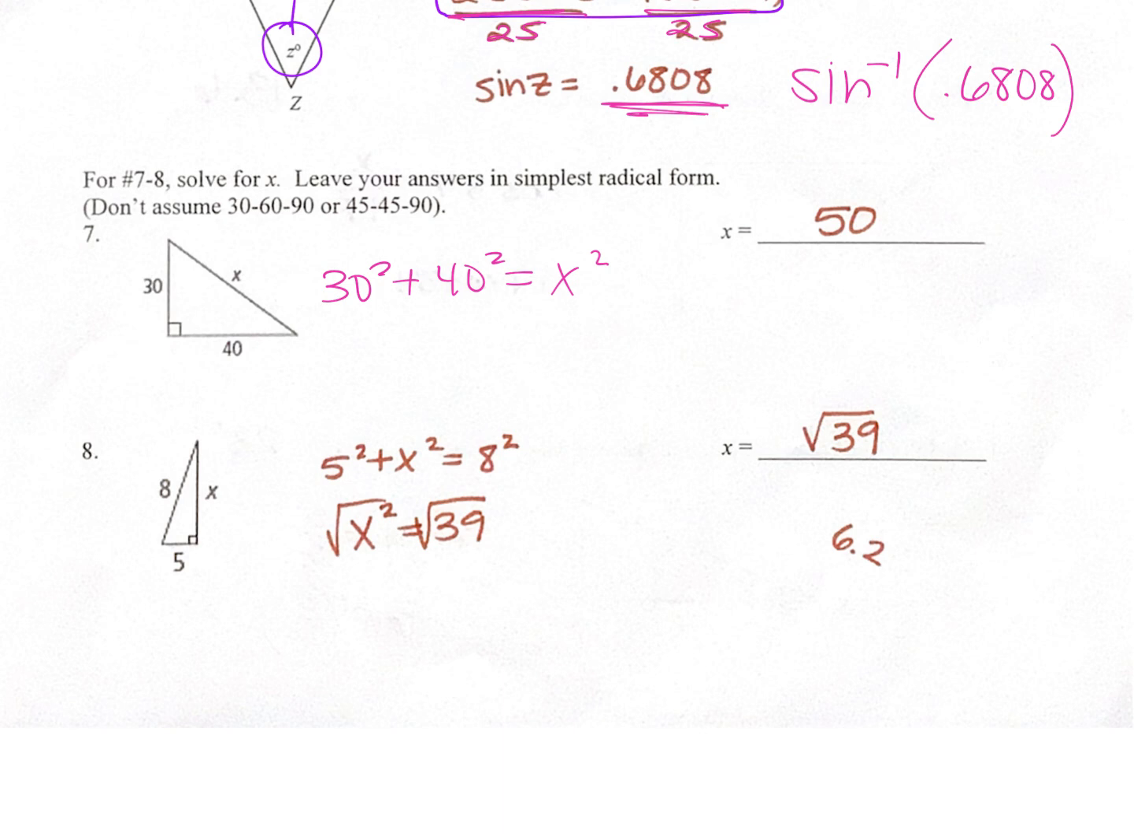Number 8, some of you mixed up where you put your x. It's not the x that is by itself. It's the hypotenuse that's by itself. So 8 has to be your standalone here. So if we take away 5 squared and take away 5 squared, you get 39. And then we take the square root of that. That doesn't have a perfect square. So it's just the square root of 39 for that.